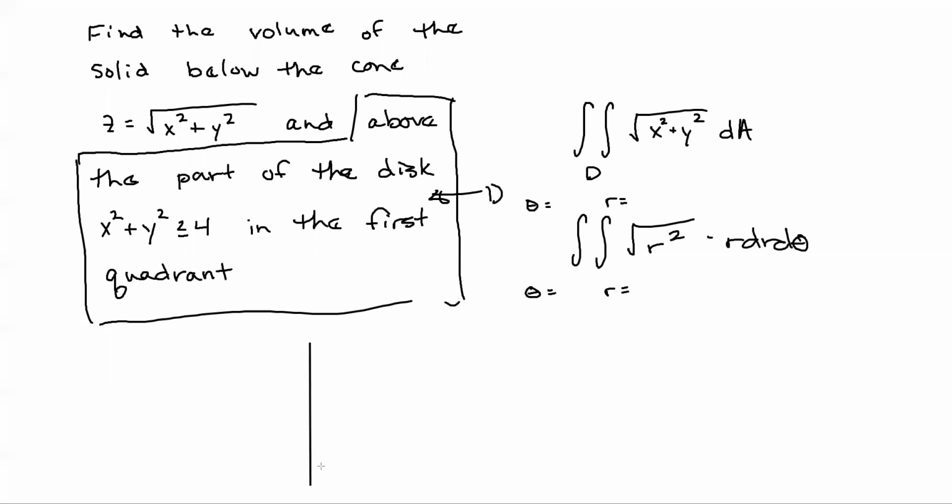So we can draw a coordinate axis. The problem says it's the part of the disk in the first quadrant. Well, what is the disk? This is a filled-in circle. So we've got radius 2, and it looks something like that. And then we're told it's just in the first quadrant. So I only drew the part in the first quadrant, but this is the second quadrant, third, and fourth.